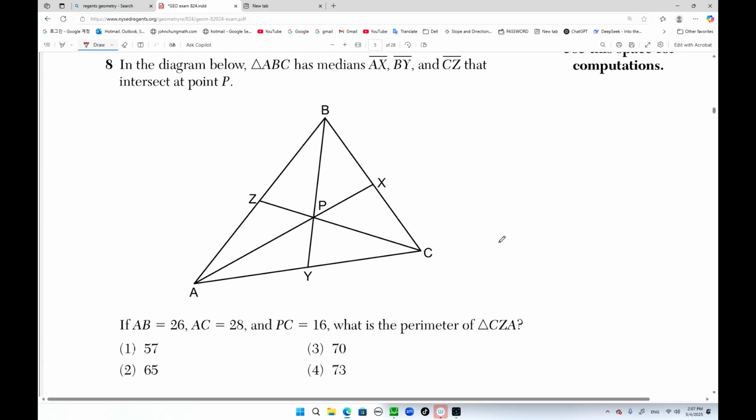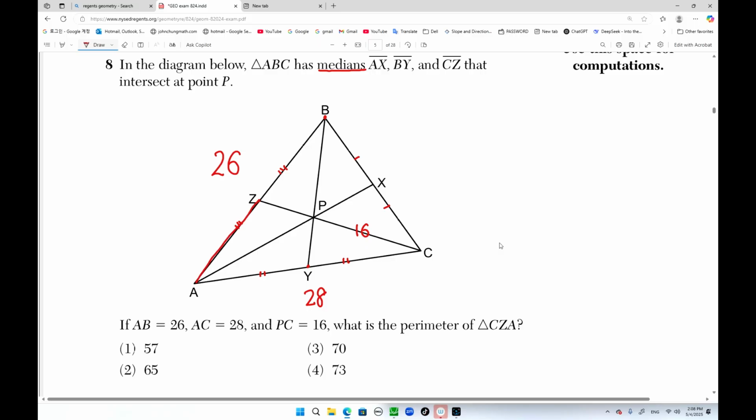All right, we have a triangle. All lines are medians. A median is the line drawn from a vertex to the midpoint of the opposite side, right? So these two sides are equal, these two sides are equal. AB is 26, the whole thing is 26. AC is 28, this is 28. PC, this side, is only 16. So what is the perimeter of triangle CGA? Where is CGA? This triangle.